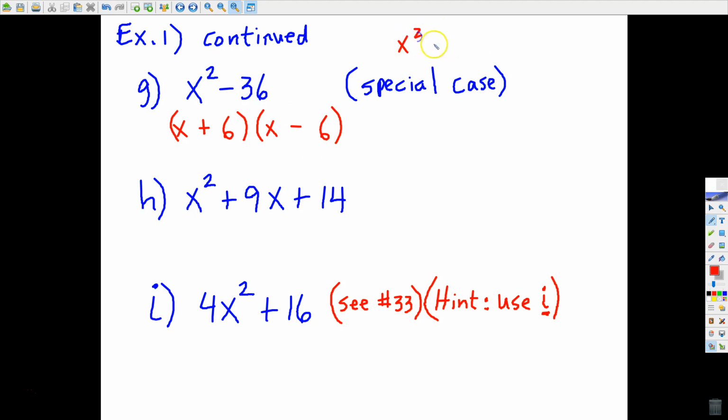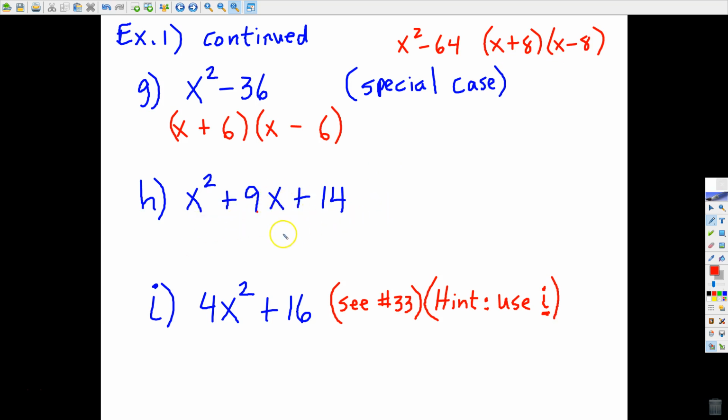Here's another one, just real fast. X squared minus 64. Well, if you recognize that is two perfect square terms, they have perfect square roots. They're being subtracted. So the factoring would look like this. X plus 8, that's the square root of 64, times x minus 8. Very easy to do. Okay, letter H.